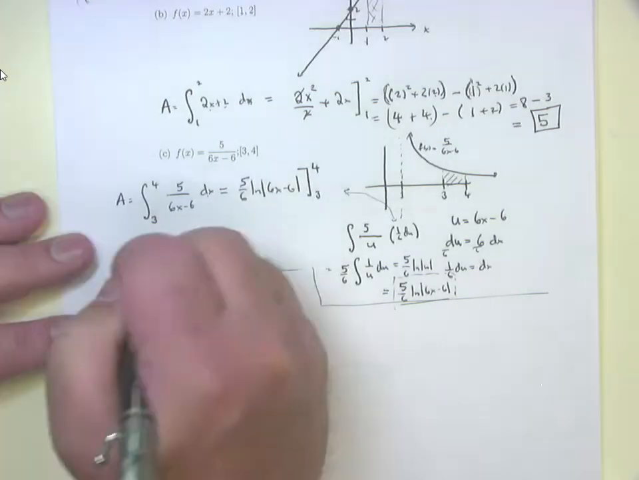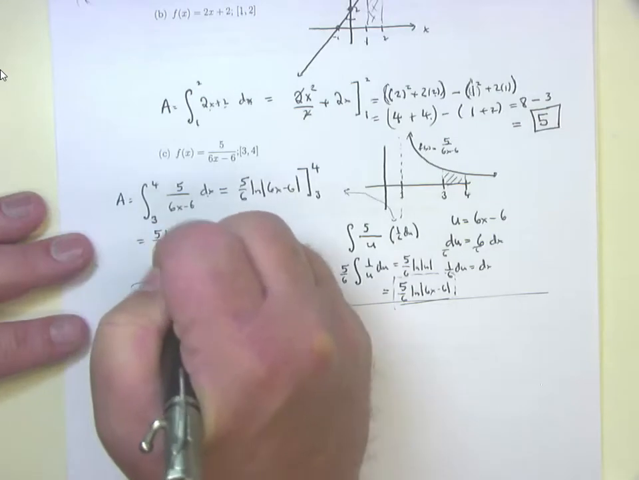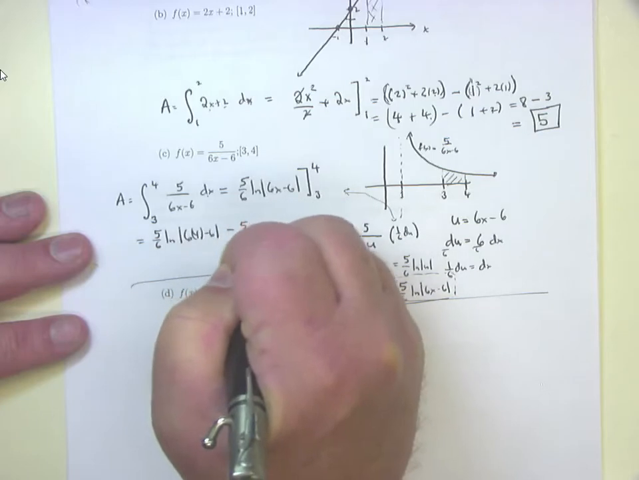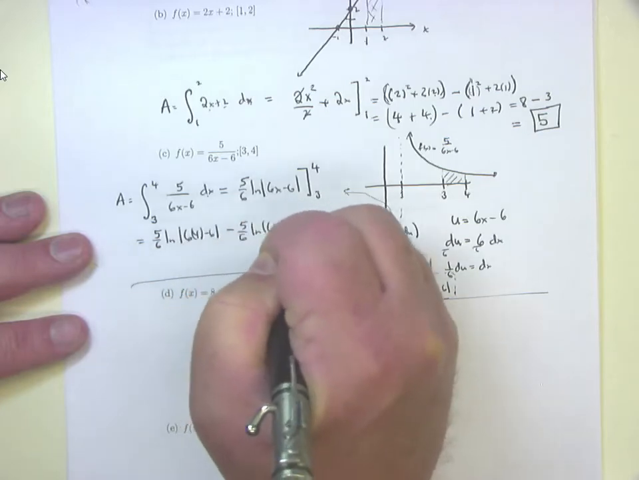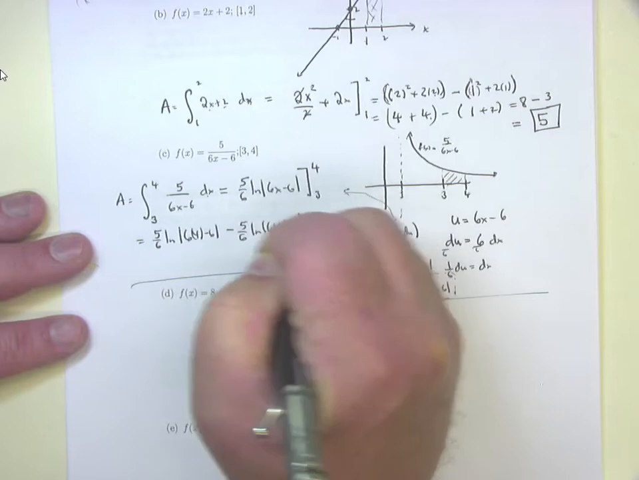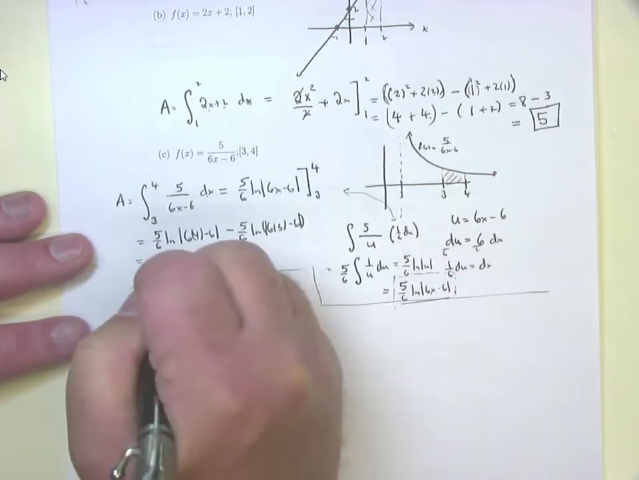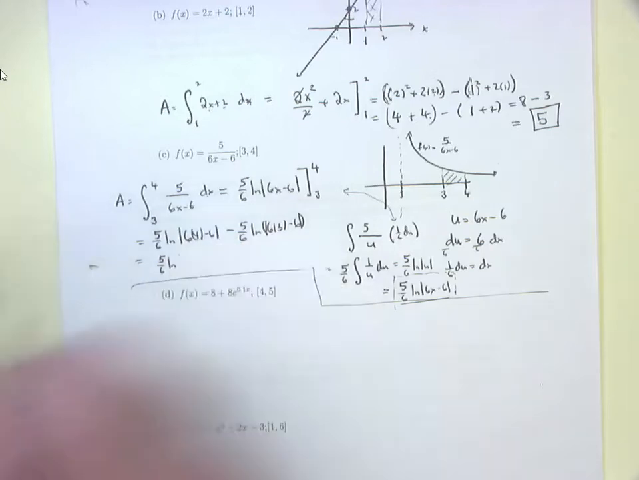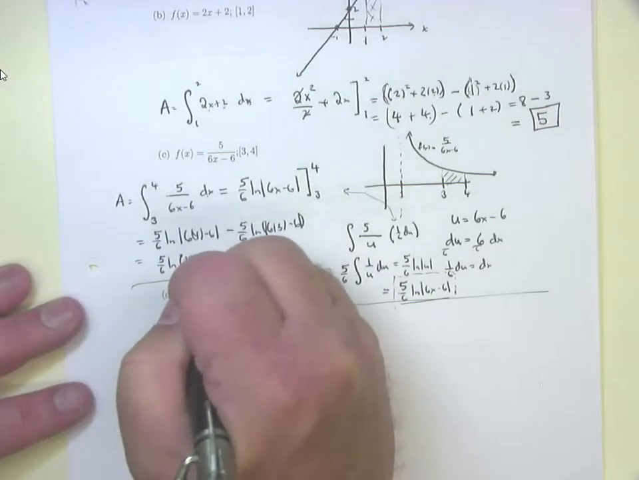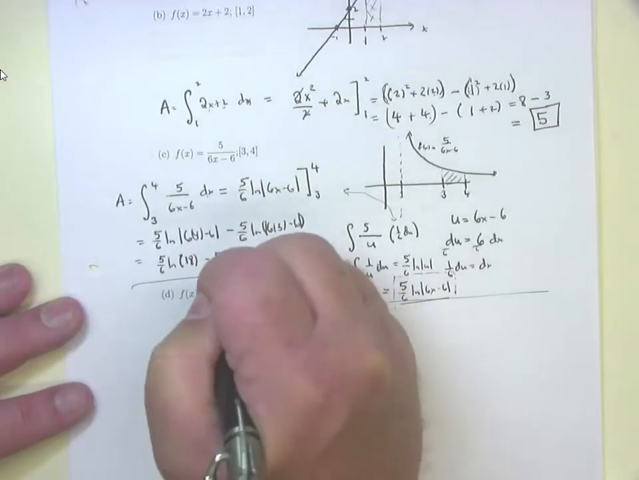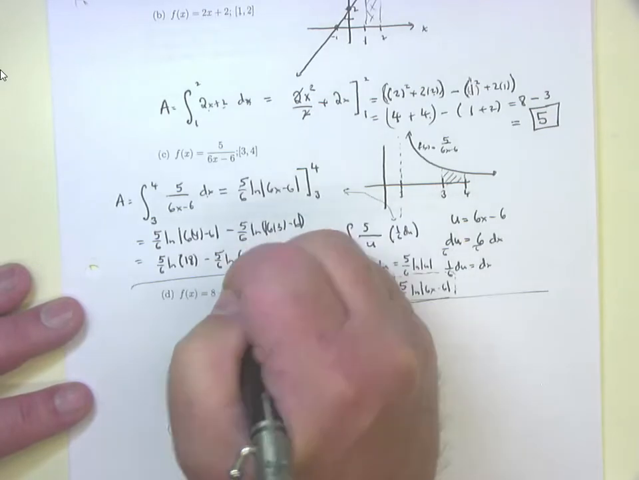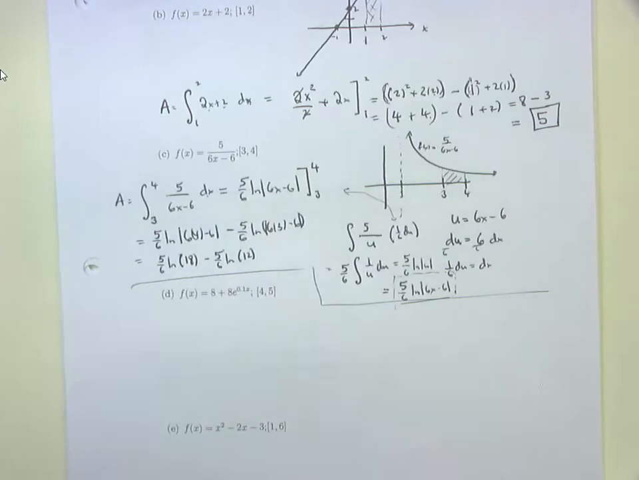So this would be equal to 5/6 times the natural log absolute value of 6 times 4 minus 6, minus 5/6 times the natural log of 6 times 3 minus 6. That's right here. So this is 5/6 times the natural log of, let's see here, 6 times 4 is 24. 24 minus 6 is 18. Minus 5/6 times the natural log of 6 times 3 is 18, minus 6 is 12. And the absolute value of 18 is 18, absolute value of 12 is 12.